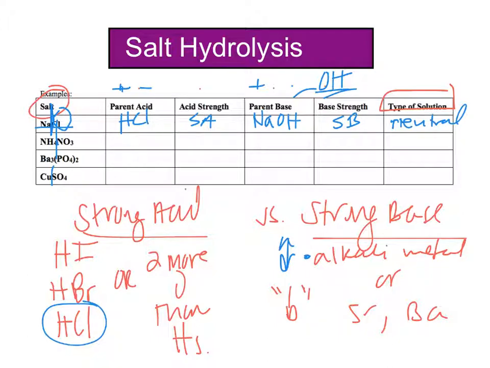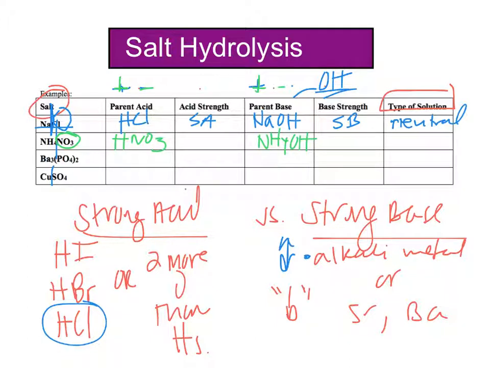Okay, let's try another example. This is ammonium nitrate. So the NO3 is coming from the acid. That's also a +1, -1 charge. NH4, ammonium hydroxide, also +1, -1, using the back of your periodic table.